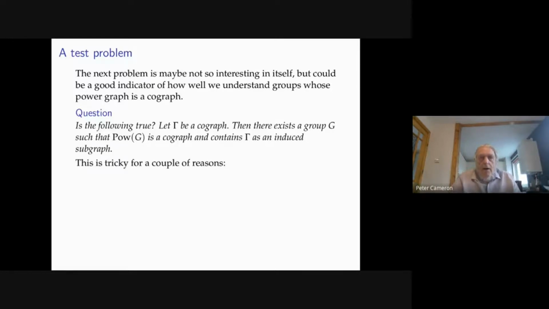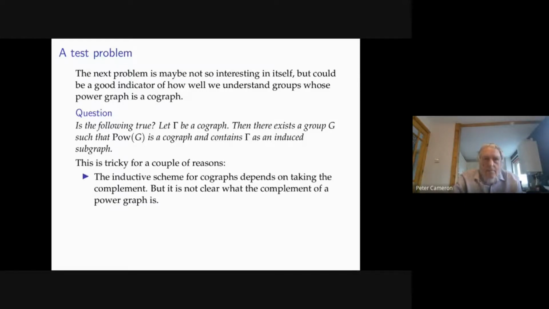Right, so why is this a tricky problem? Well, first of all, what do we know about cographs? We have this beautiful inductive scheme for cographs. It depends on taking the complement. But what is the complement of the power graph? Well, it's nothing particularly nice. It's not the power graph of some other group, for example. So taking the complement is not likely to be helpful to us.